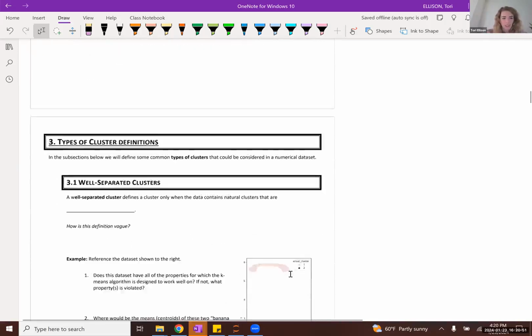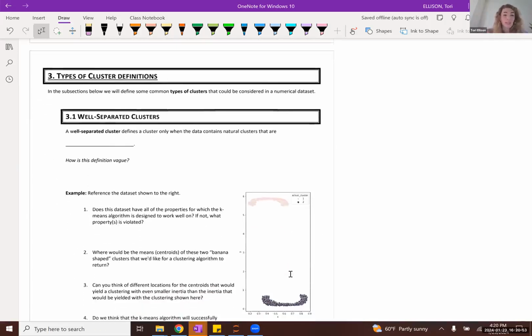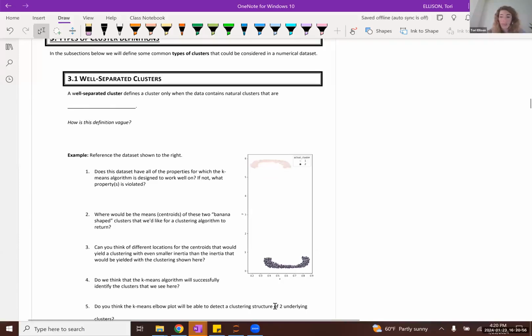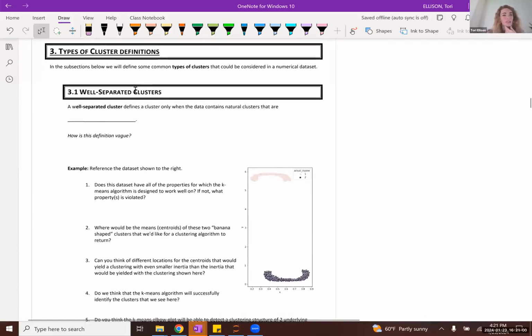So let's start with one of the most common cluster definition types. One of the most common types of cluster, or ways that we might define a cluster, is what we call well-separated clusters. So this is a pretty basic definition. We simply just say that a well-separated cluster defines a cluster only when the data contains natural clusters that are far apart from each other.